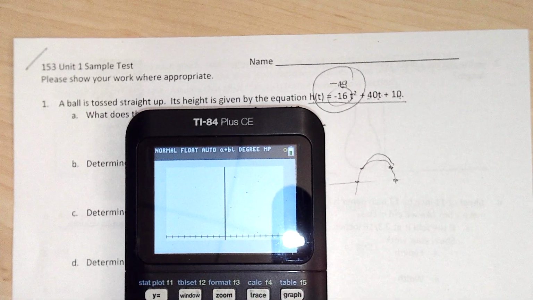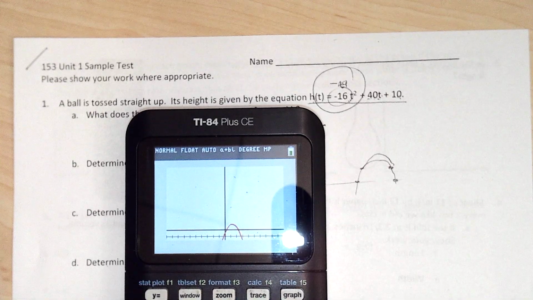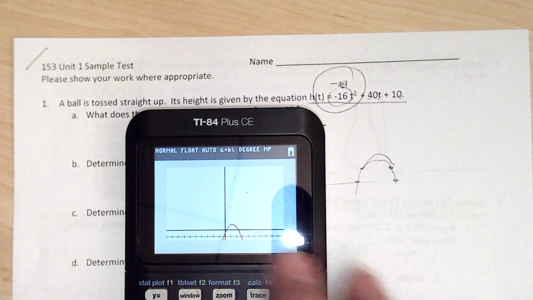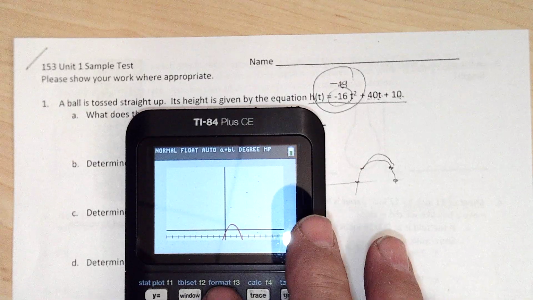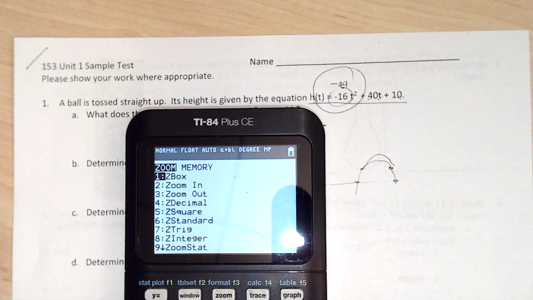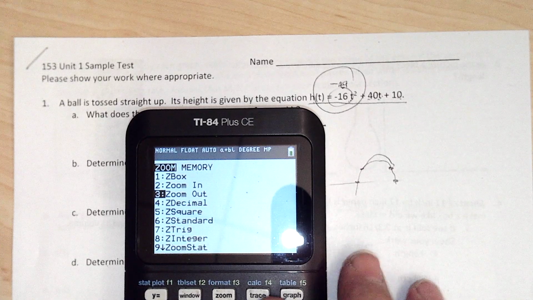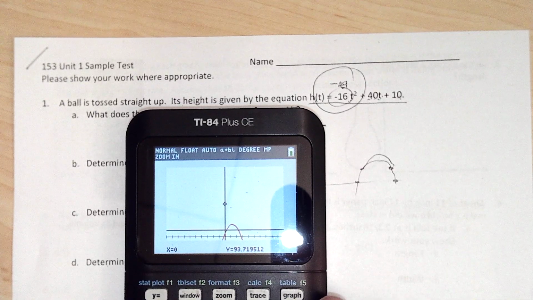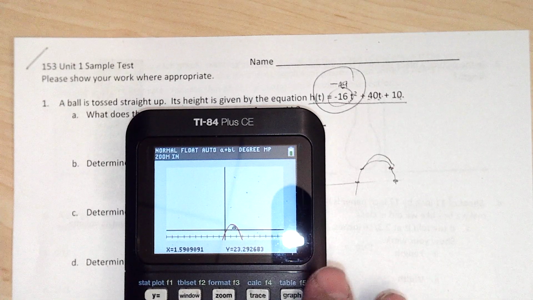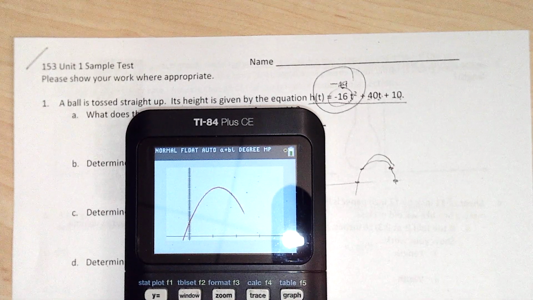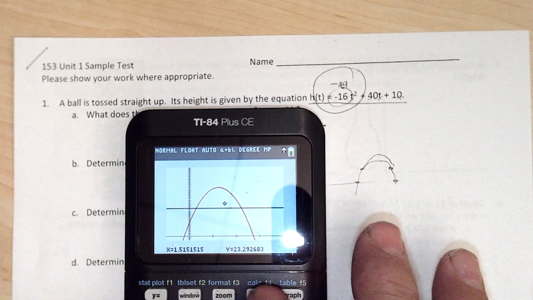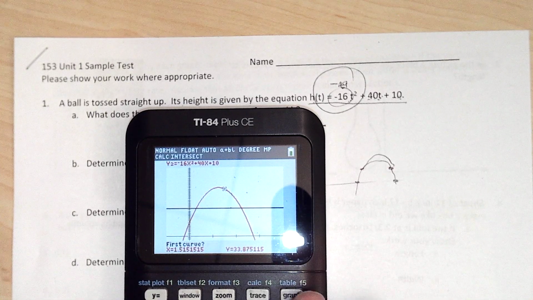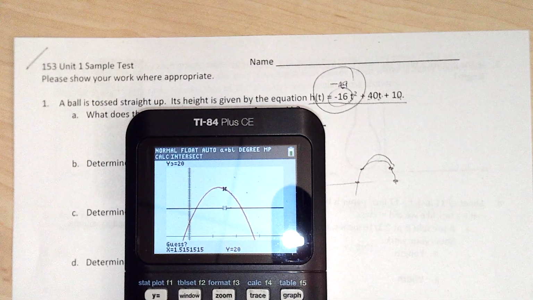So if I push graph, there's the one curve and there's the other curve. And they intersect. So I'm going to find the intersection points by zooming in right in this area here. There it goes up and down, and there's the 20. Second, calculate the intersection. That's one of the equations. That's the other equation. And my guess is somewhere over around there.